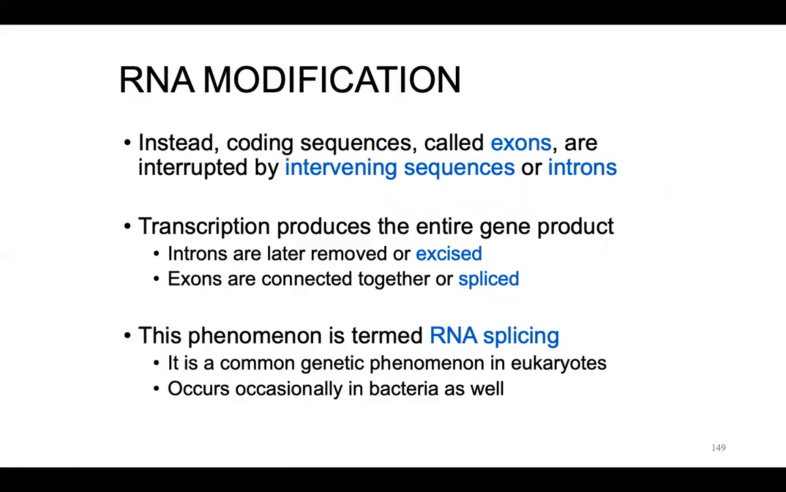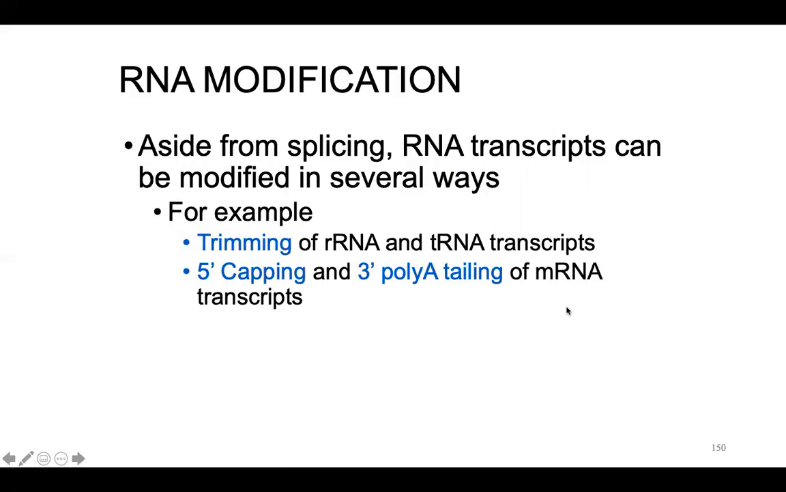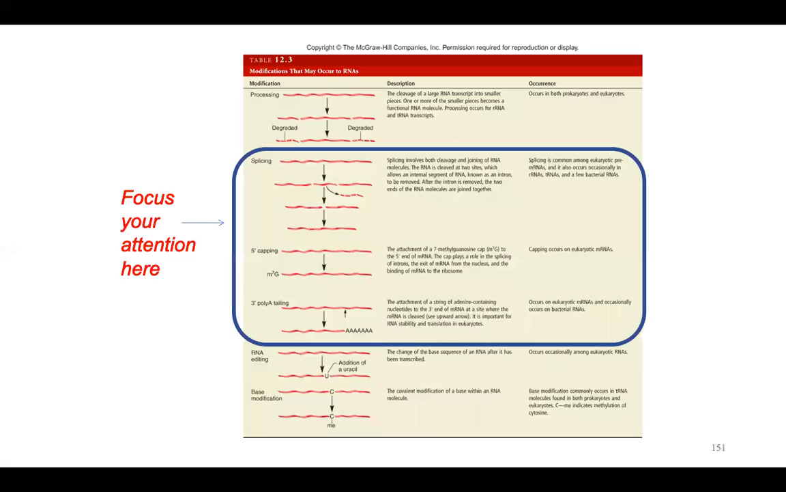So when you say exons, these are coding sequences. They are the sequences that are read by the ribosomes to form the polypeptide sequence. And the sequences between the exons are not read by the ribosome. Therefore, they have to be removed before the ribosomes will read the mRNA transcript. So introns are later removed through the process of excision, and the connection of several exons together is what we call splicing. Aside from splicing, RNA transcripts can be modified in several ways. For example, trimming of ribosomal RNA and tRNA transcripts, and the 5' capping and the 3' poly-A tailing of mRNA transcripts. So we have a lot of RNA modifications, of post-transcriptional modification.